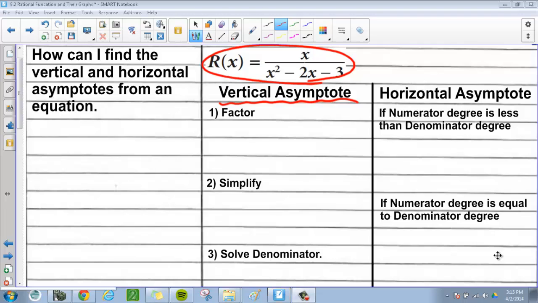The first step is to factor. The next step is to simplify, if possible. Sometimes you can't. And the last step is to solve the denominator. The denominator actually tells you what the vertical asymptotes are, where it's more the numerator that figures out the horizontal. Kind of. Not totally, but kind of.